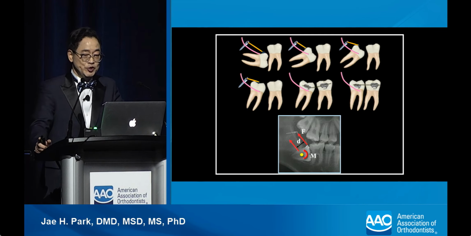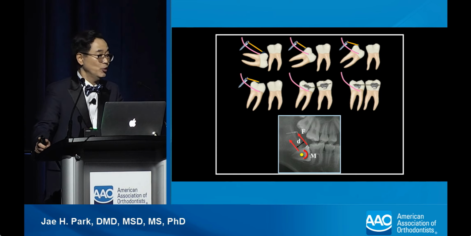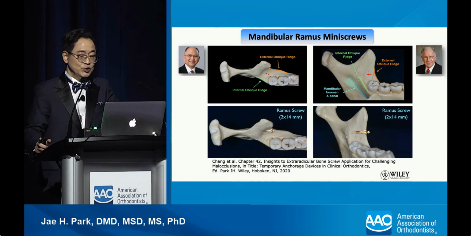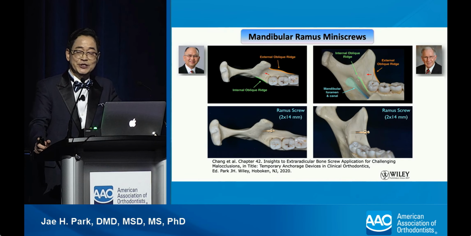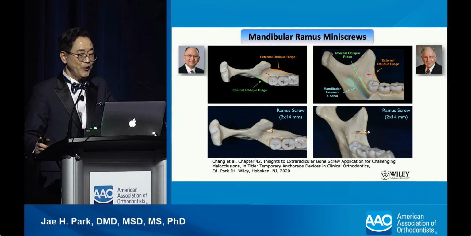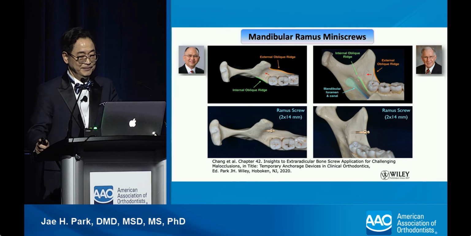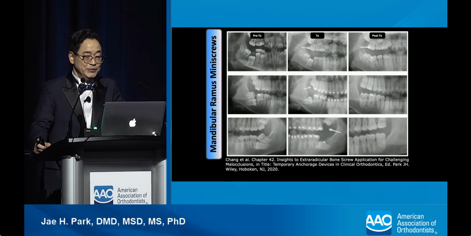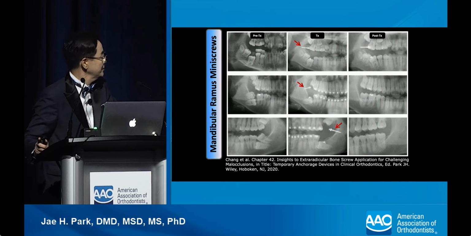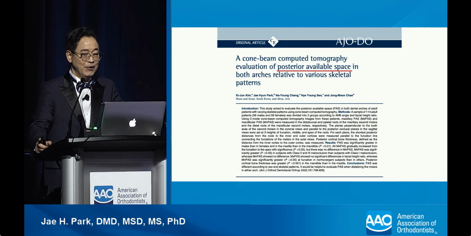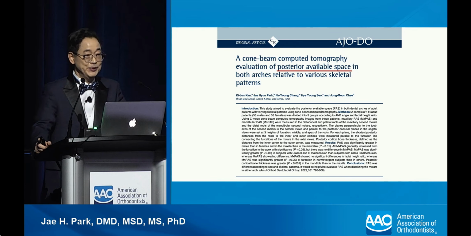The biomechanical procedure for uprighting horizontally impacted lower 7 with a retromolar miniscrew. In my book, Chris Chang used the mandibular ramus miniscrews for the correction of impacted lower molars. Mandibular ramus miniscrews for the forced eruption of impacted lower molars. Our article was recently published in AJODO.